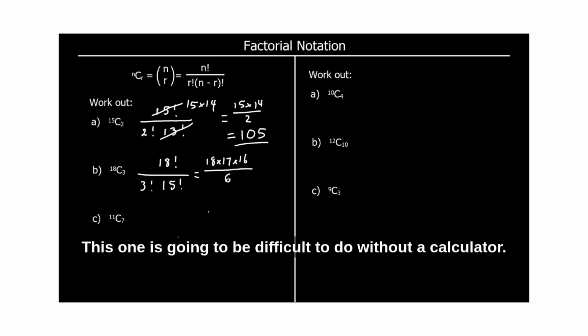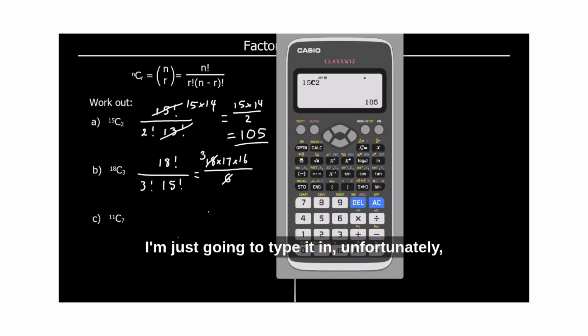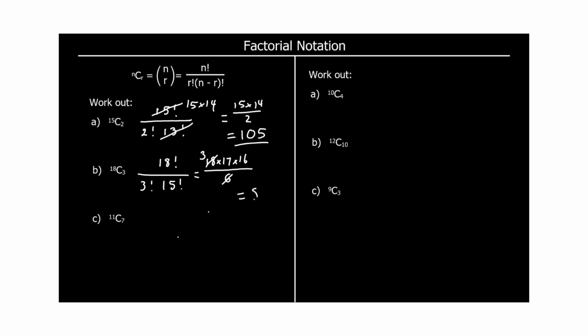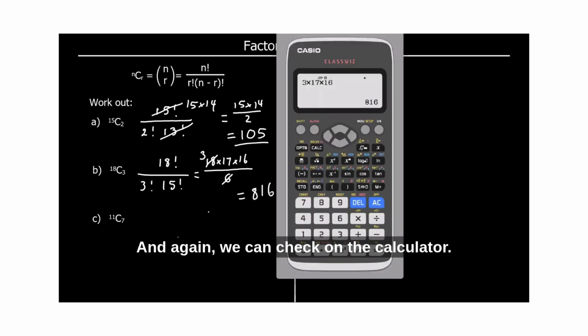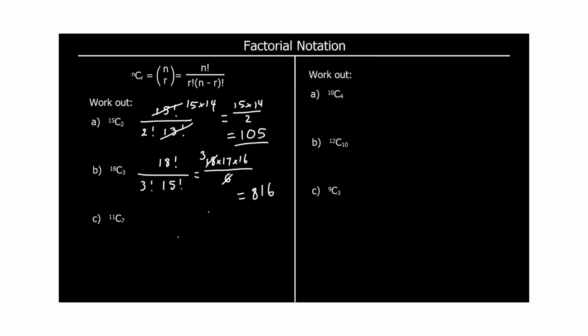This one is going to be difficult to do without a calculator. Should I try? So 18 over 6 can cancel to make a 3. 3 times 17 times 16, I'm just going to type it in, unfortunately, is 816. And again, we can check on the calculator. 18 choose 3, 816.